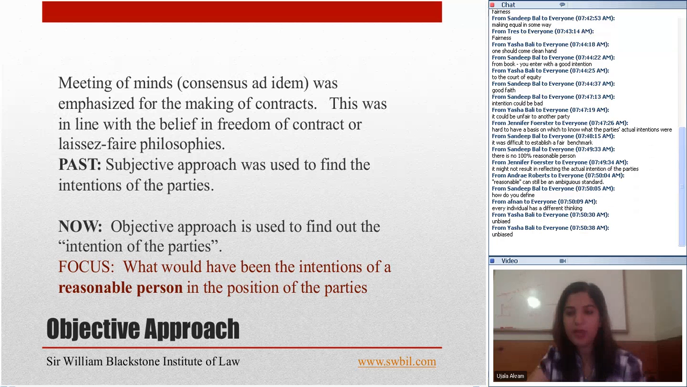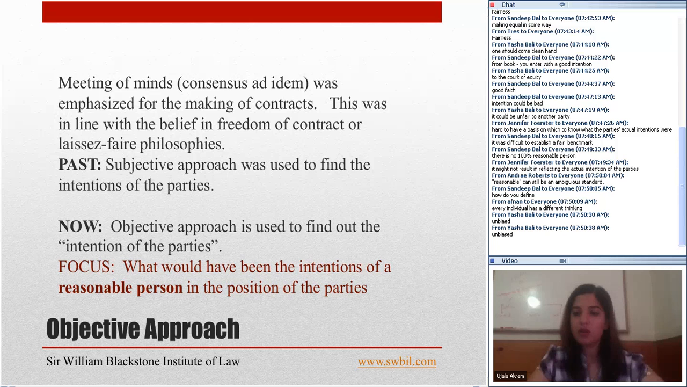Okay, unbiased, Yesha. That can be one of the benefits, that it is unbiased. So one of the main problems of the objective approach is that the actual intentions of the party may be sidelined if the reasonable person principle is used.